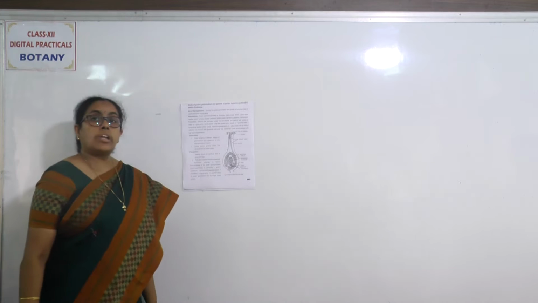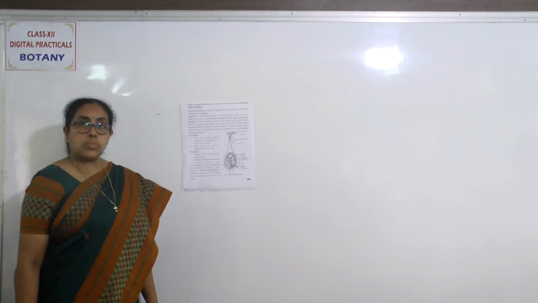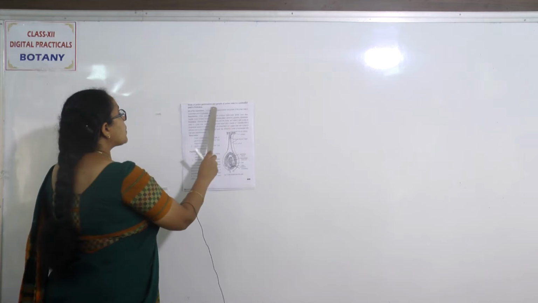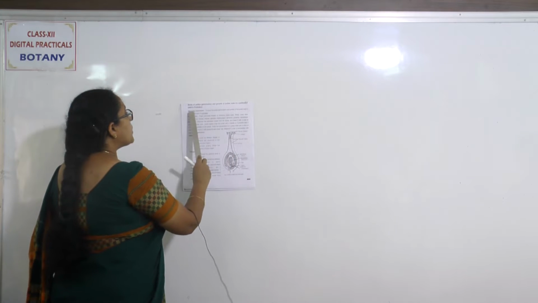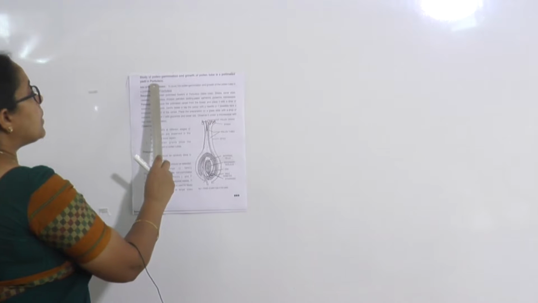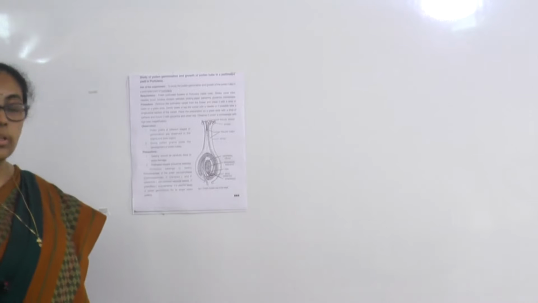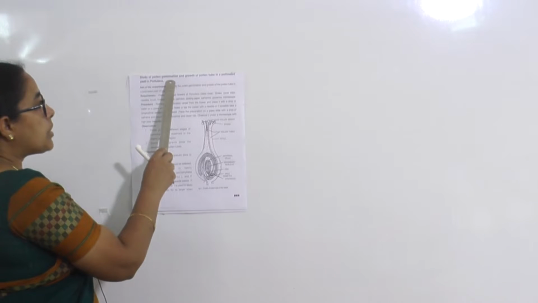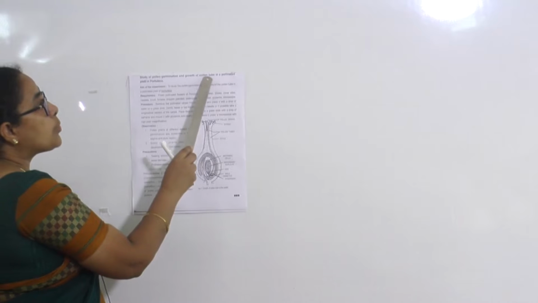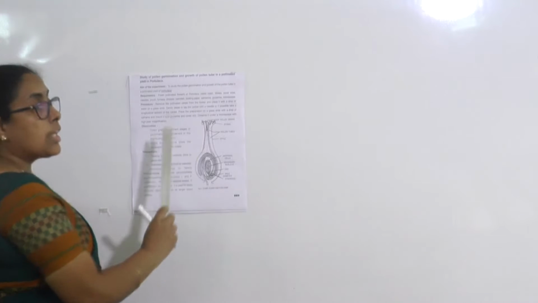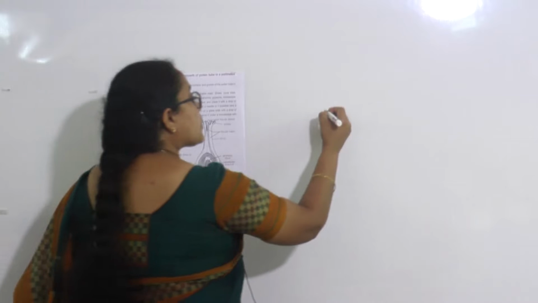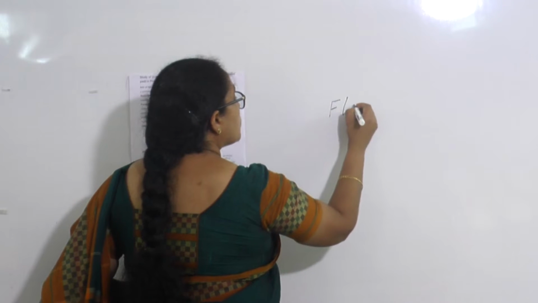So now again I am going to explain another spotting, that is the study of pollen germination and growth of pollen tube in a pollinated pistil in Portulaca. The experiment is to study the pollen germination and the growth of pollen tube. In an angiospermic plant, the flower is the reproductive organ, as you know.